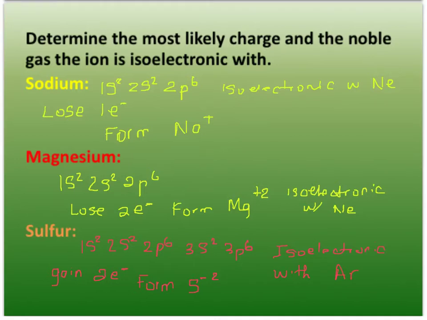Again, we're just looking for the stable configuration, the octet rule. 8 valence electrons, 2 in the s and 6 in the p, in the outermost s and the outermost p. And we also have to remember here that positively charged ions are called cations, and negatively charged ions are called anions. Positively charged ions are called cations. These ones are called anions because they're negatively charged.